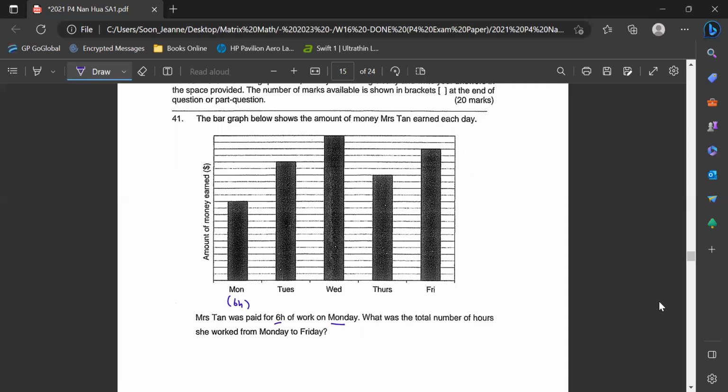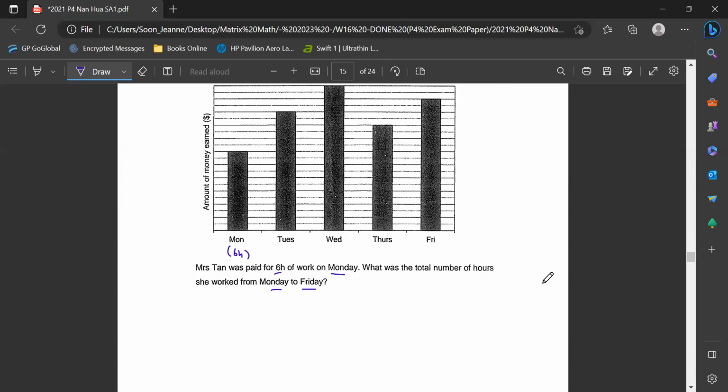Okay, what was the total number of hours you worked from Monday to Friday? So they only gave you for Monday. So Monday, you need to look at your number of intervals here. How many intervals stand for 6 hours? So if you count, right, 1, 2, 3, 4, 5, 6, 7, 8, 9, 10, 11, 12. Oh, so it's actually 12 intervals. So 12 intervals is actually referring to a total duration of 6 hours.